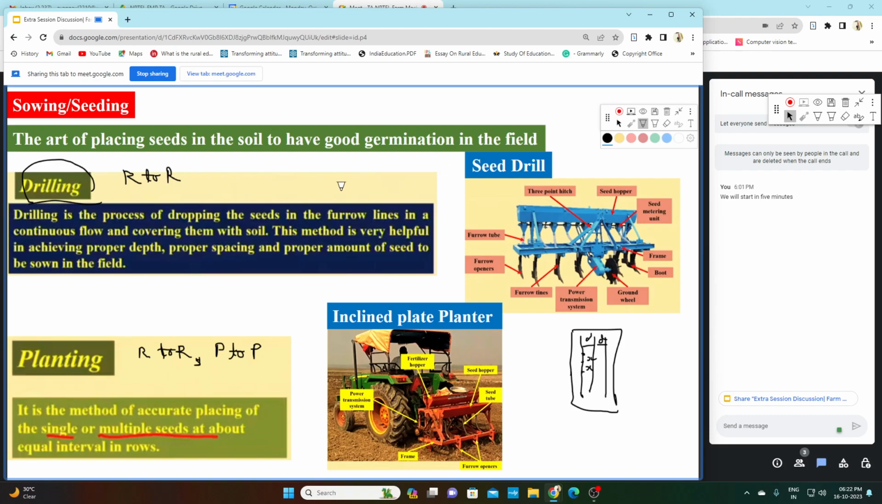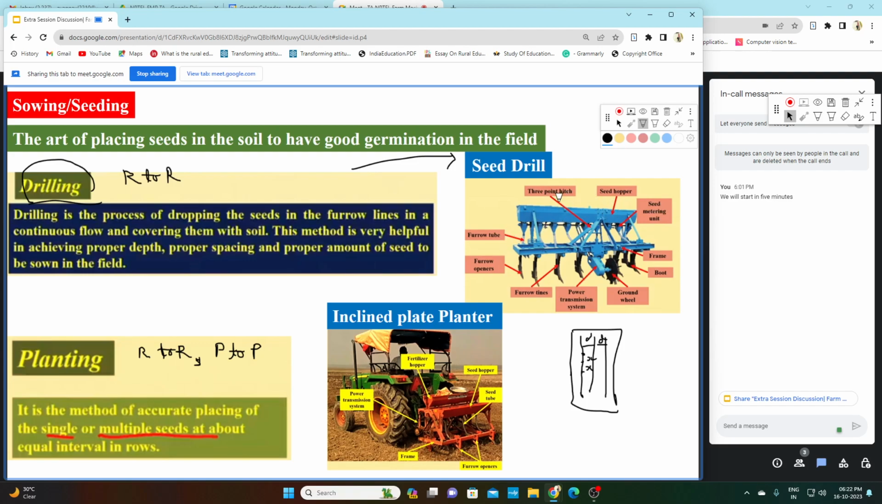Now what is the implement with which we do this drilling operation? We do this drilling operation with an implement known as a seed drill. Now this is a picture of a seed drill. This is the top portion, known as the seed hopper, where we store our seed. Why do we need to store our seed? Because we cannot go to the field again and again to take the seeds. So we store our seed in this seed hopper.